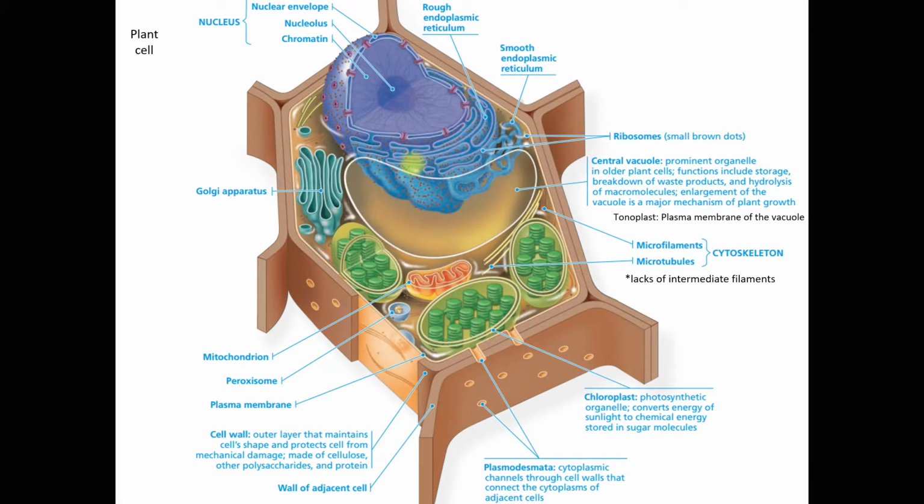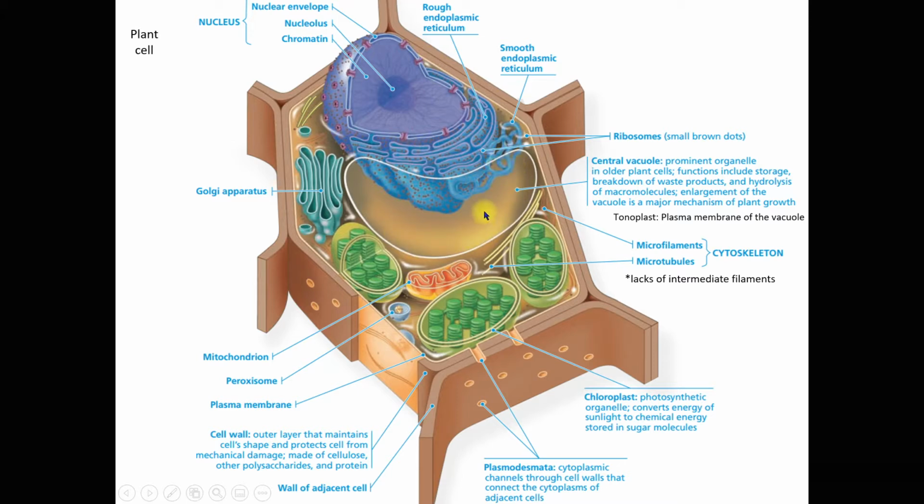And another organelle that is not present in the animal cell, but only present in the plant cell, is the large central vacuole. Some animal cells have vacuoles, but their vacuole is very small in size. But for plant cells, the vacuole is located centrally and is huge in size. It's a prominent organelle in older plant cells. It's very prominent in a mature plant cell. In younger plant cells, the size of this vacuole is not quite small, but not as big as this one.